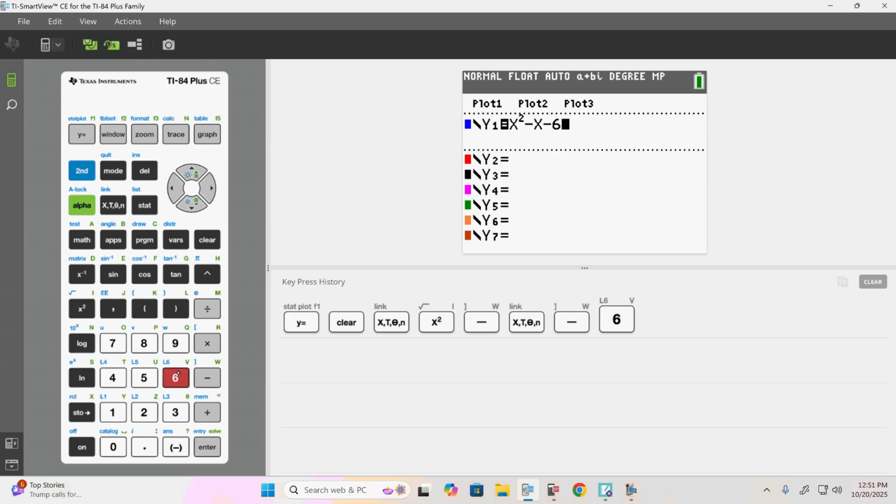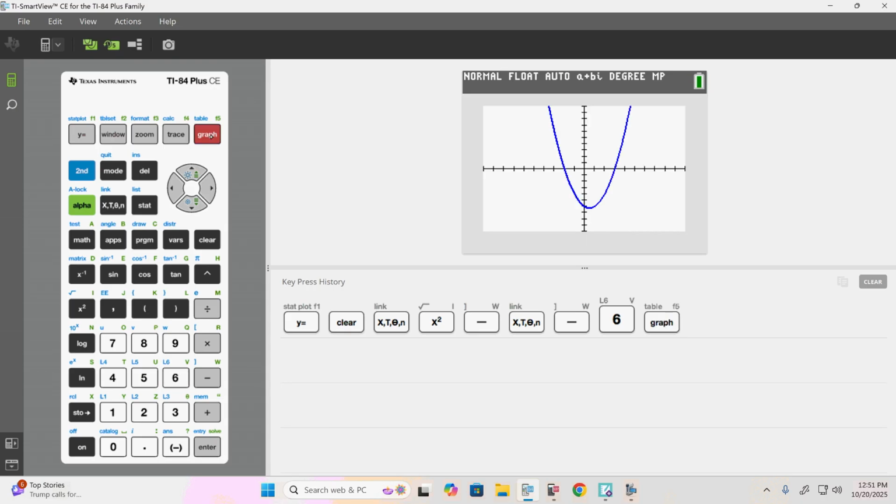Now, we don't want to use the negative button in between x squared and x and 6 because it's not actually negative, it is minus for subtracting. The only time we'll use the negative is if it's in front of the first term. Are we able to get this typed in? Yes? All right. Now, after we get it all typed in, we're going to hit graph up in the top right. And when we hit graph, it'll graph the equation for us. Did we get something like this here? Yeah.